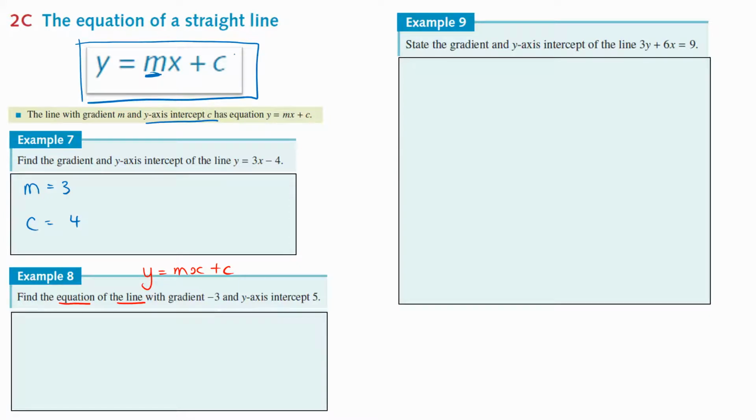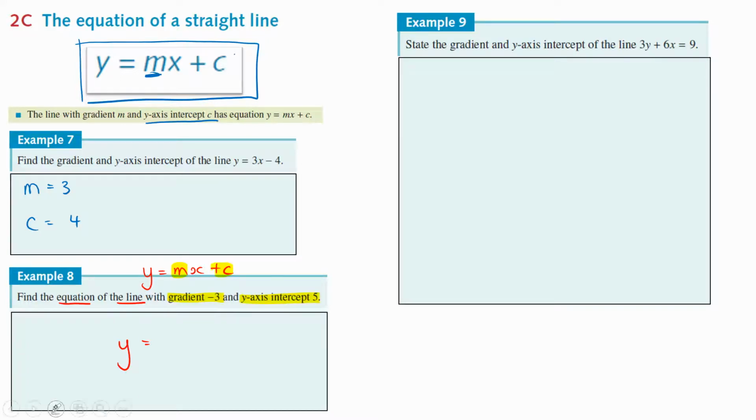You know that you need m, which is the gradient, and c, which is the y-axis intercept, and so your answer is literally y equals... And they already told you, they said gradient is -3. So you're all right, I've got m, -3. They told you y-axis intercept is 5, so you know c must be 5.